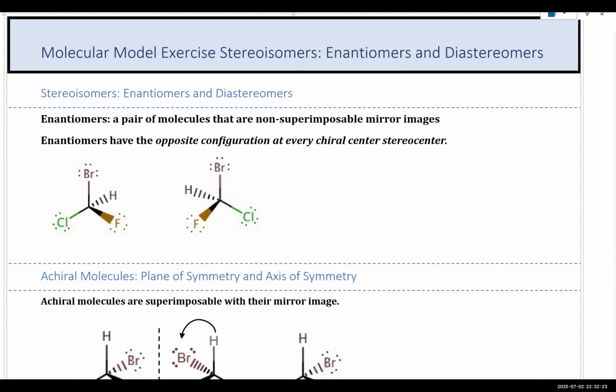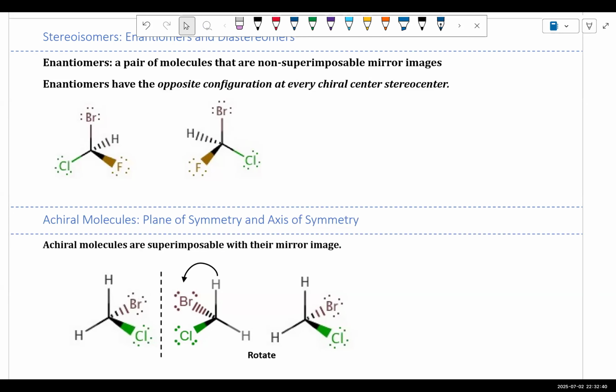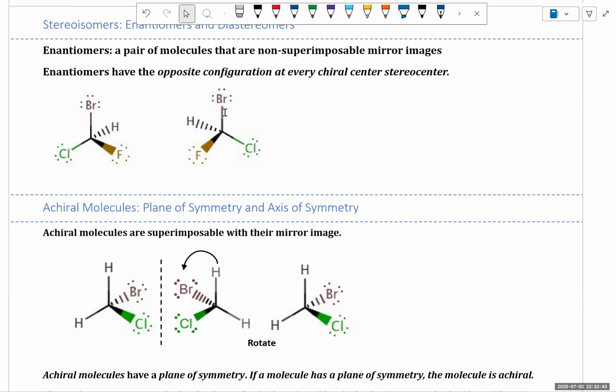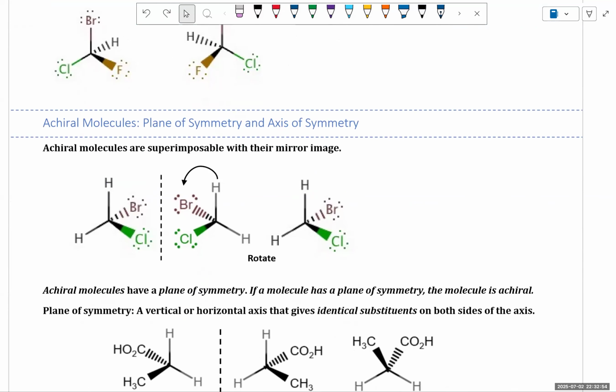Let's look at this next case in terms of achiral molecules, thinking about achiral molecules and axes of symmetry. Let me adjust the view slightly to give us a little more space. Achiral molecules are superimposable with their mirror image. So let's make a model of these two compounds and demonstrate that principle.